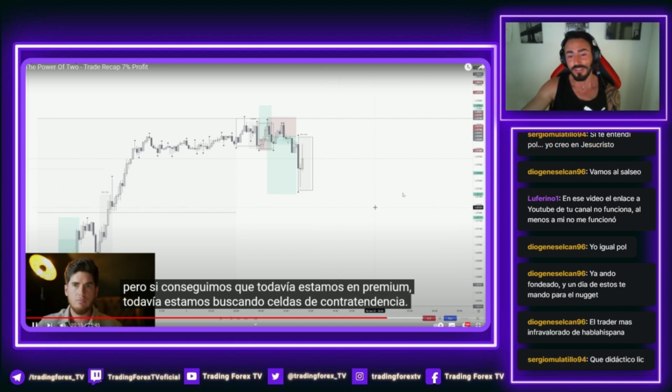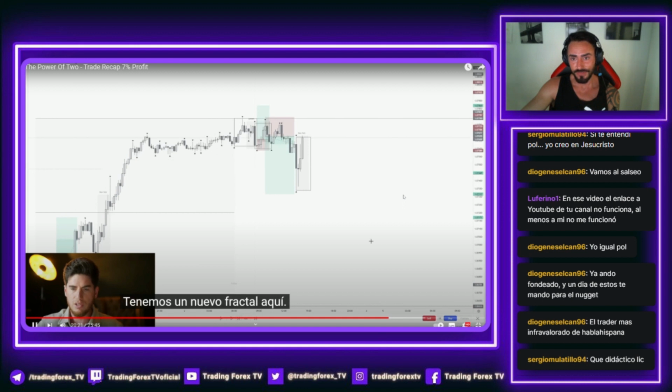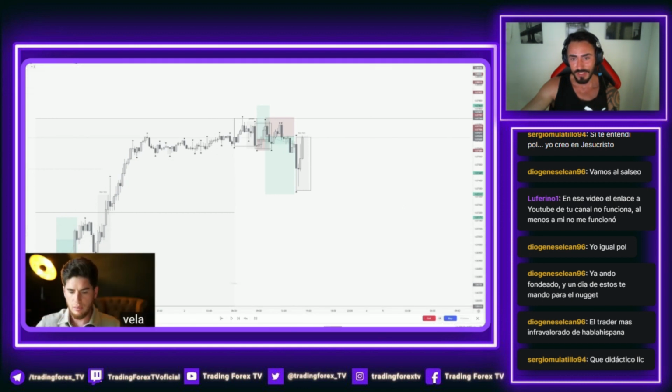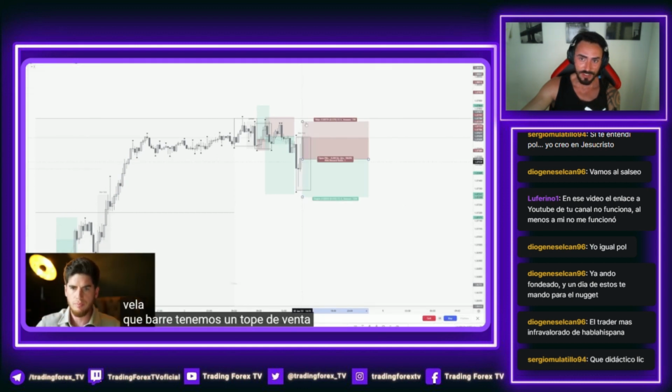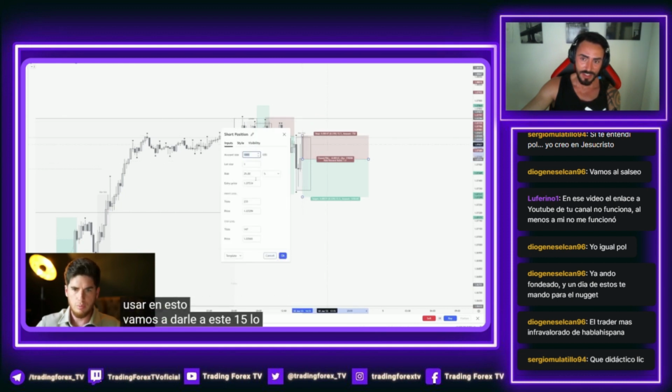For counter trend sells, we've got a new fractal here. If that gets swept inside session, which it does, we can take a sell. So this is the candle which swept. We've got a sell stop. How many pips on a stop loss are we going to use on this? We're going to give this one 15. We'll round it up to 15.